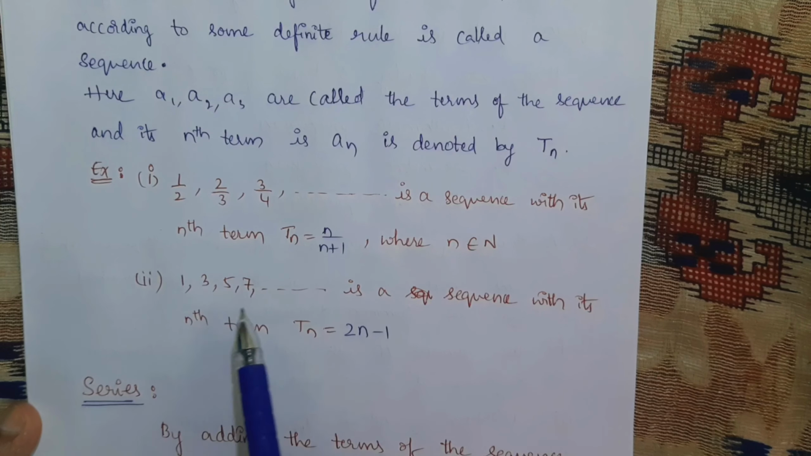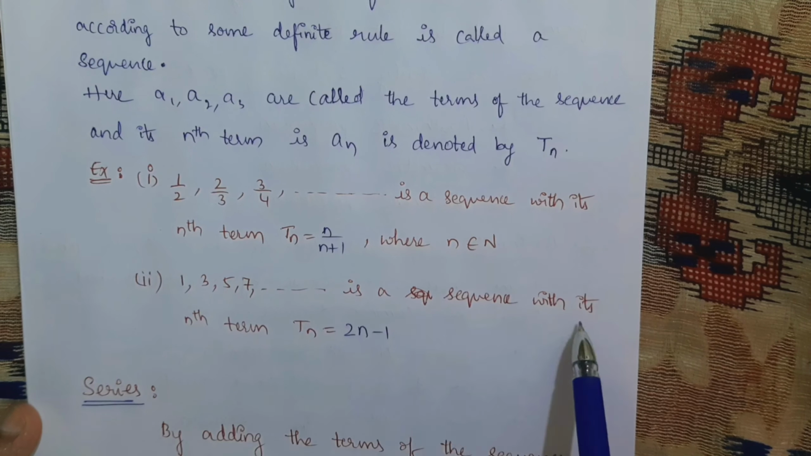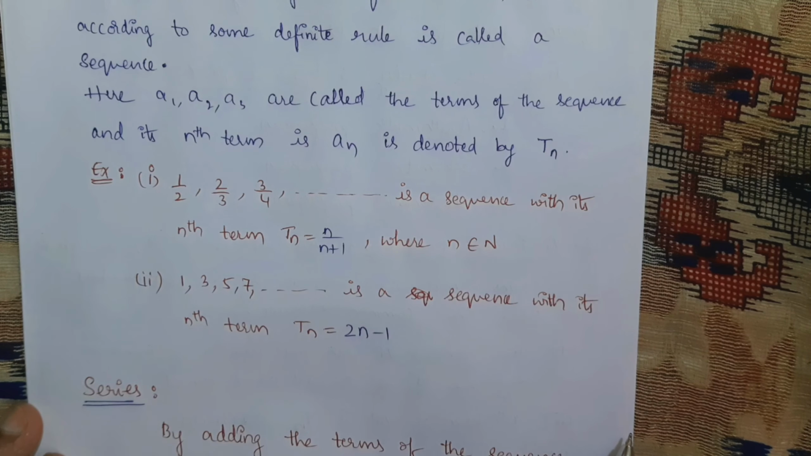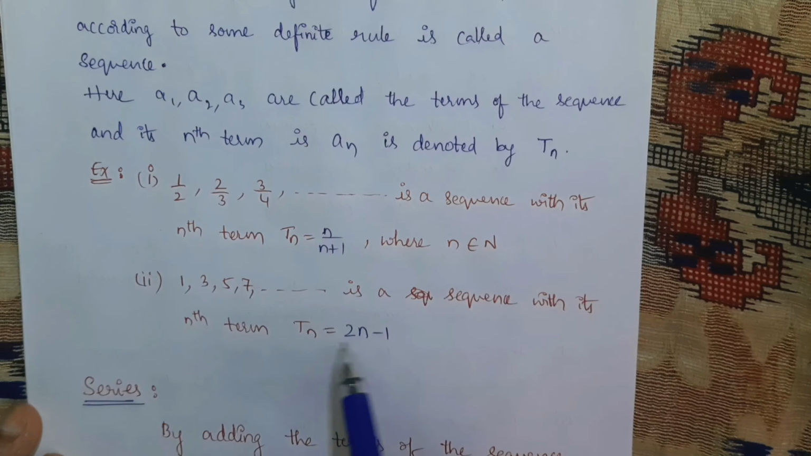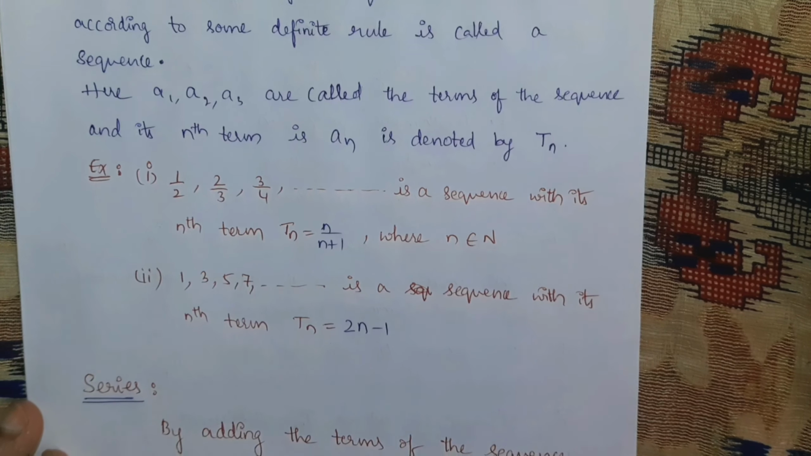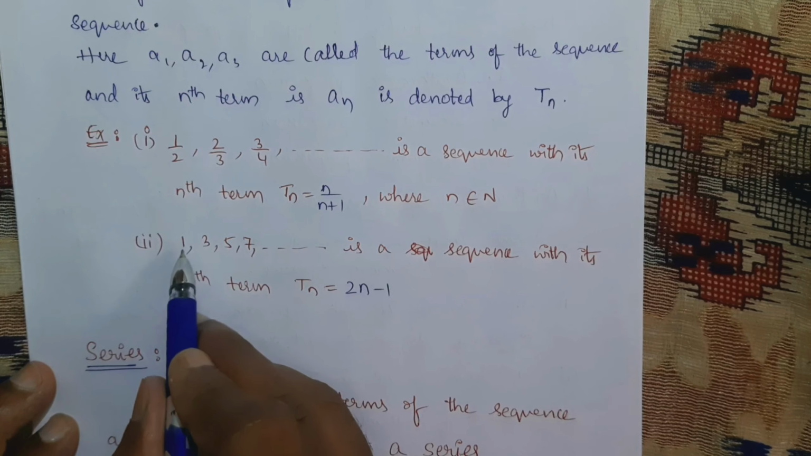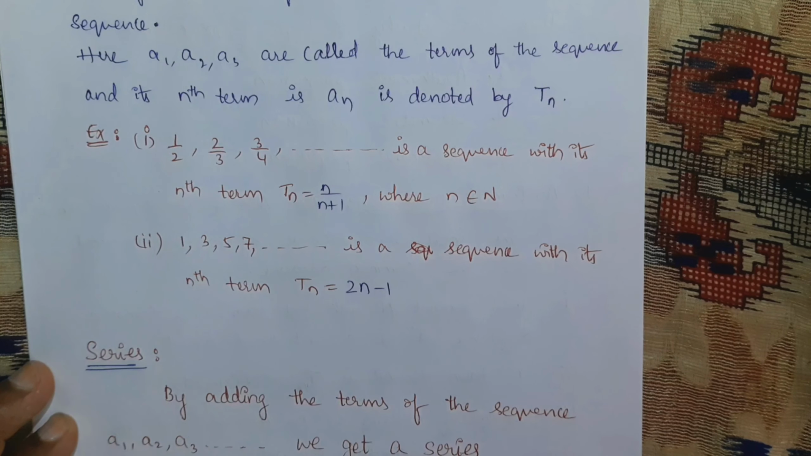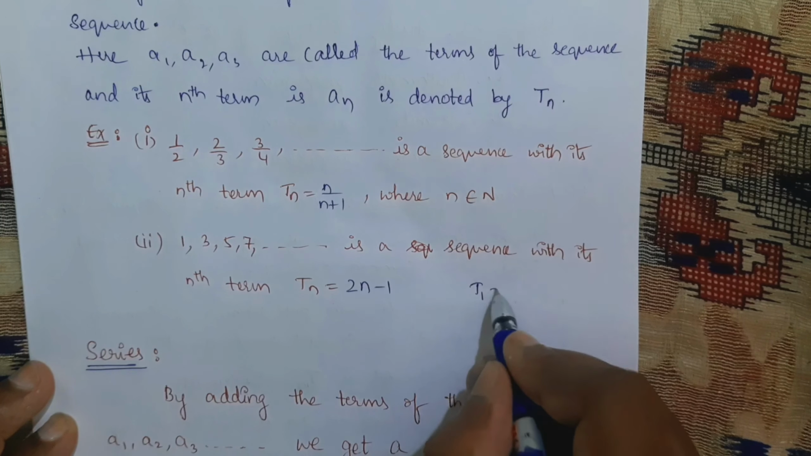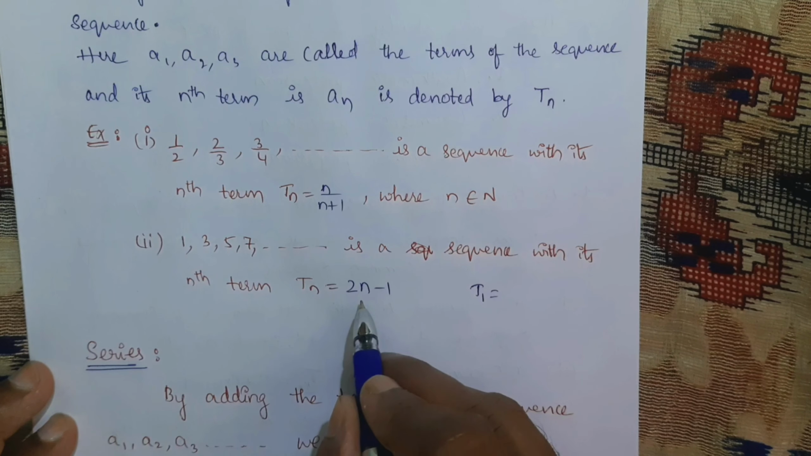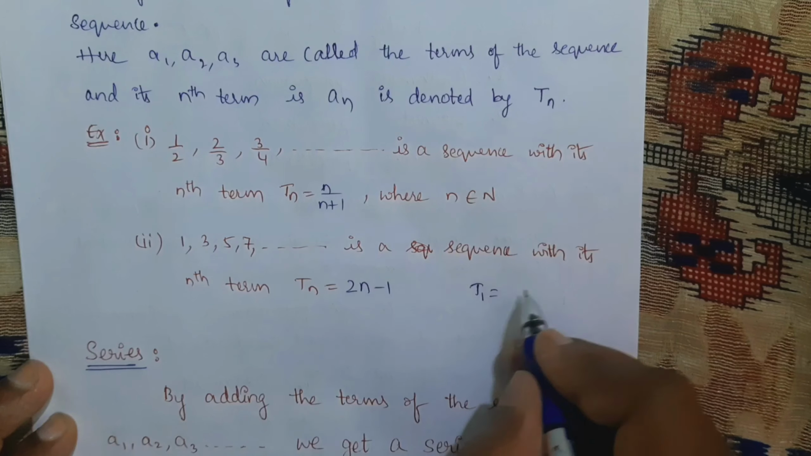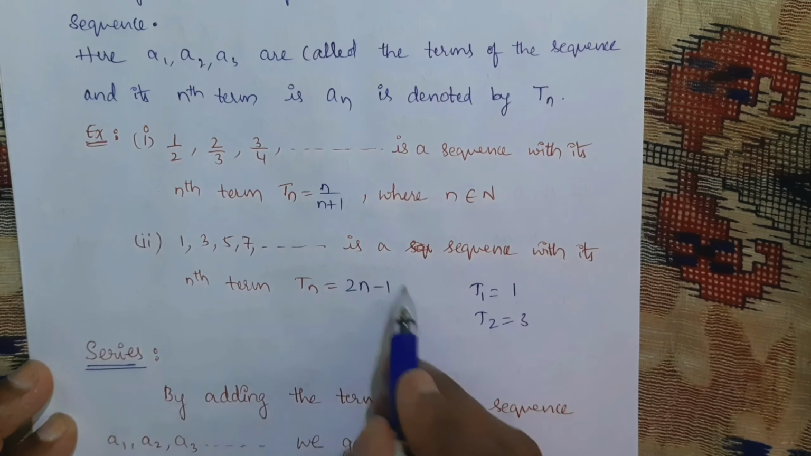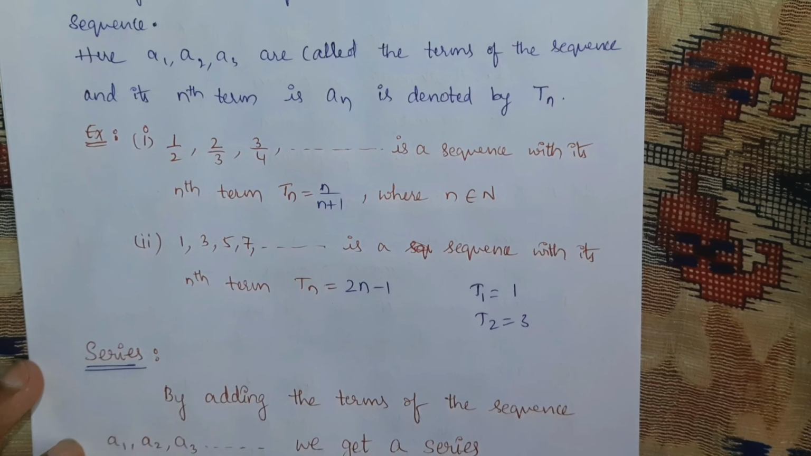Next, 1, 3, 5, 7 and so on is a sequence, with its nth term tn is equal to 2n minus 1. Here, after identifying that nth term, we can find any one term. If they give only tn, we can find all the values of that sequence. If you want to find t1, in place of n we substitute 1. That becomes 2 into 1 minus 2, wait, 2 into 1 minus 1, which is equal to 1, and then t2 is equal to 4 minus 1, which is equal to 3. By using this nth term tn, we can find any value in that sequence.